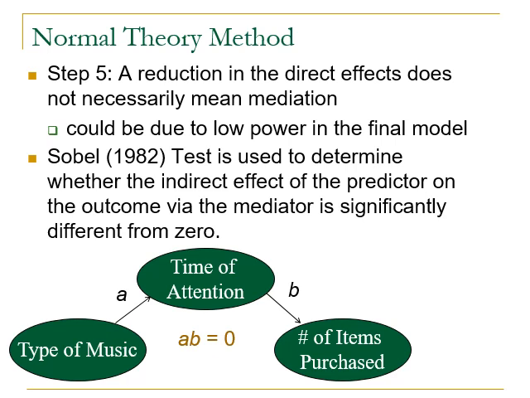It's used to determine whether the indirect effect of the predictor on the outcome via the mediator is significantly different from 0. In other words, we're testing the difference between C and C prime: how strong the relationship was prior to the mediator being added to the model, and how strong it was after the mediator was added to the model.